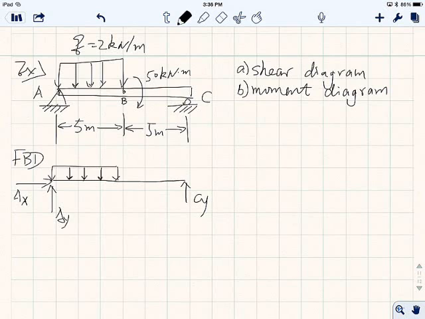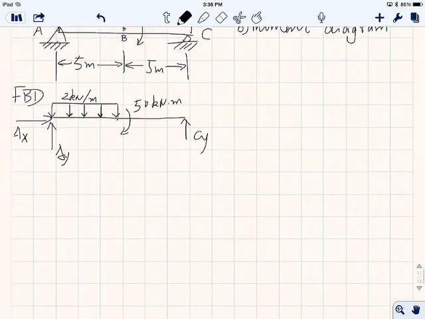With a magnitude of 2 kilonewton per meter. And at this point, you still have a moment equal to 50 kilonewton times meter. Okay, that's how the free body diagram is done. And solve for the unknowns, right? Three unknowns: AX, AY, and CY.